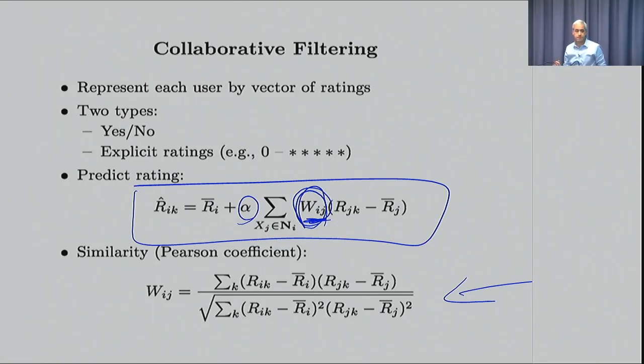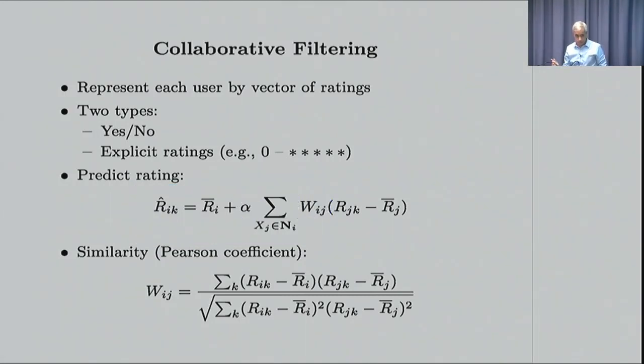On the first term, the average of R sub i, did you say this is the average rating of all the users in the system? No, it's your average rating over all movies.